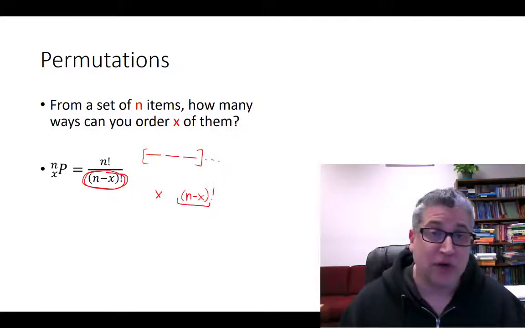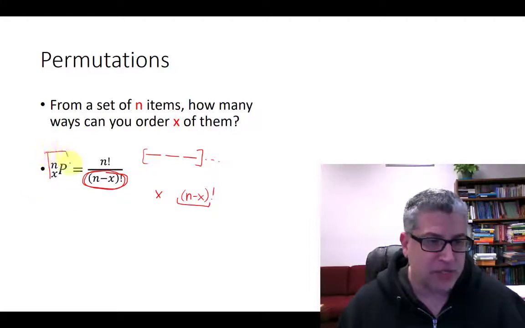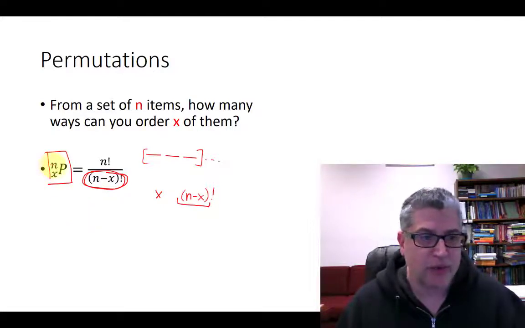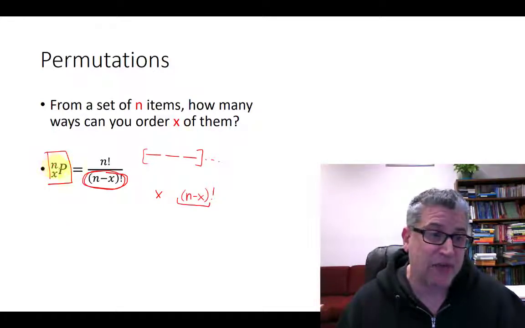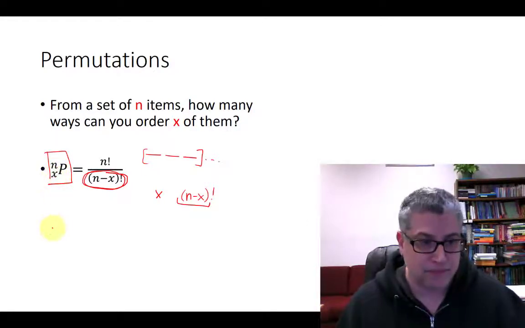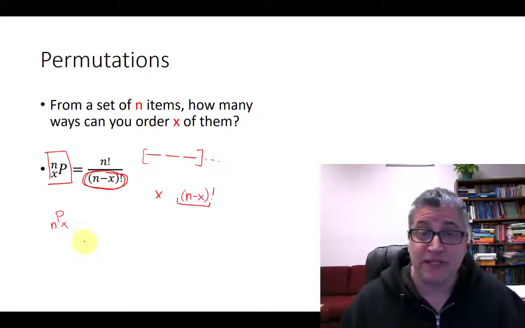I'd like to point out also just a little bit of notation. This notation is fairly common. It's just a way of saying we have n items, and we'd like to figure out how many different permutations or reorderings of x of those n. So it's read n permute x. N permute x, which is also another one of those ways that you might see it in your textbook.